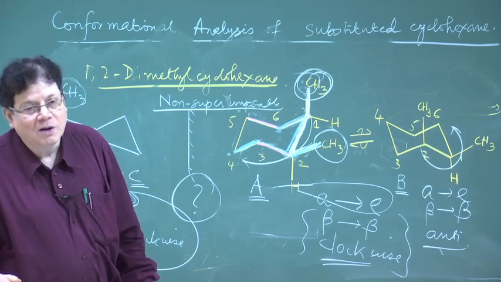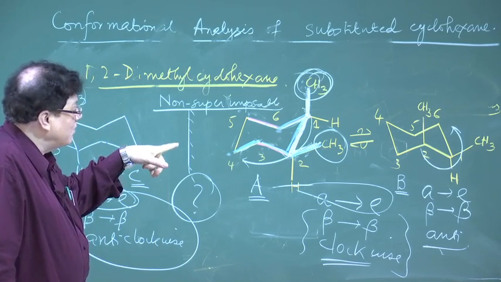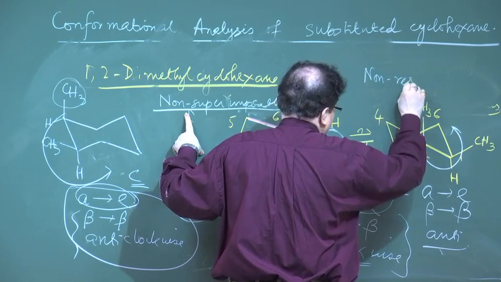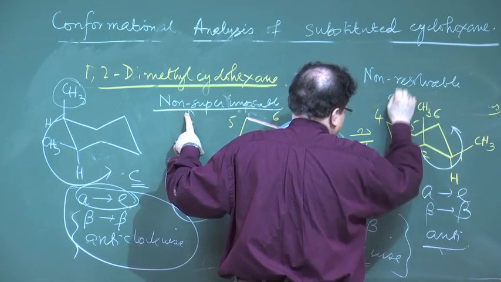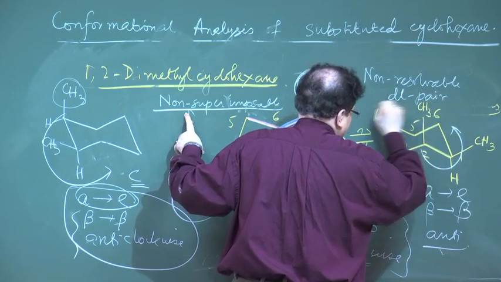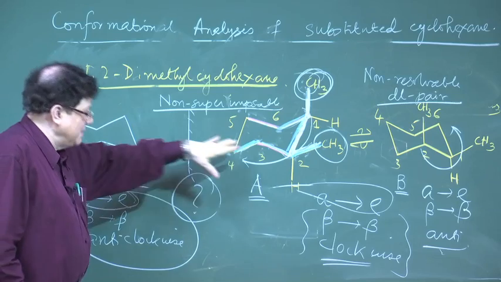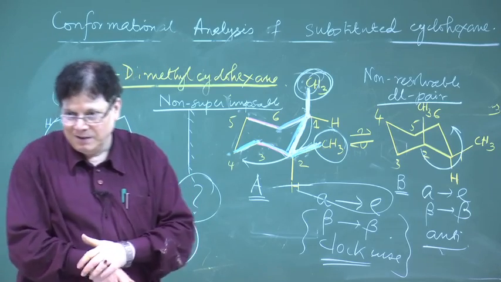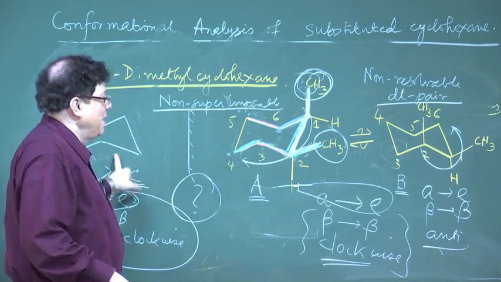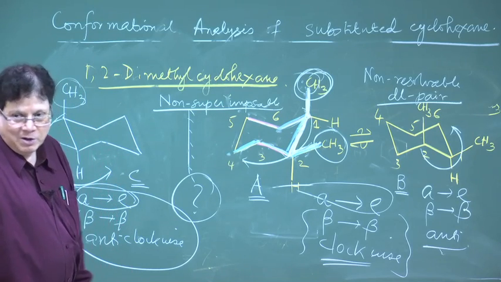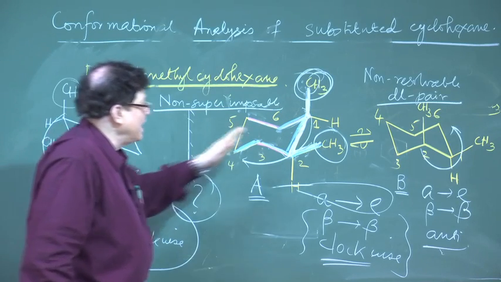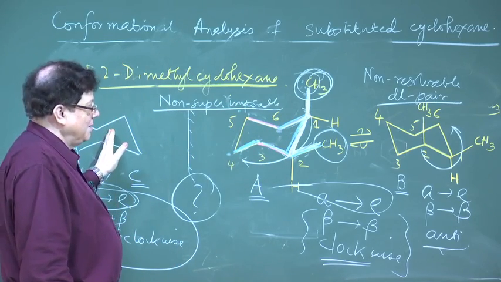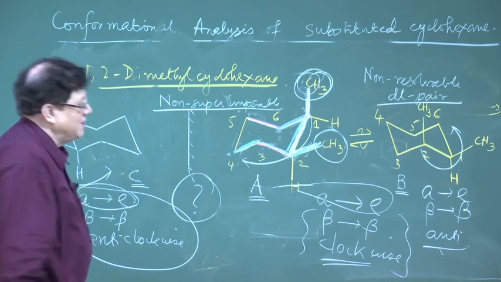So, this is what is called a non-resolvable DL pair. So, if someone asks, is cis 1,2-dimethyl cyclohexane chiral? Yes, it is chiral definitely, because according to the definition of chirality, mirror images are not the same. But you cannot separate these two, because by flipping this is converted to this one, that I have already shown by this mnemonic device.